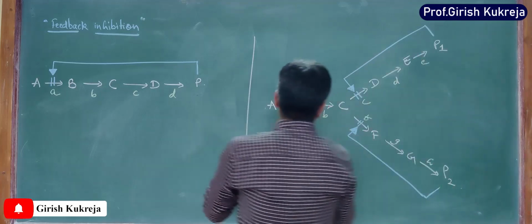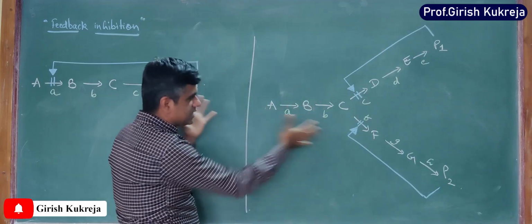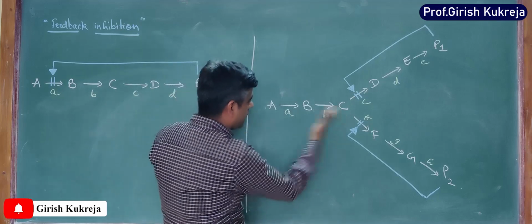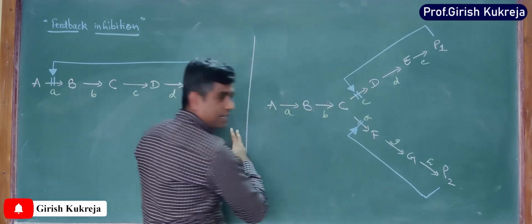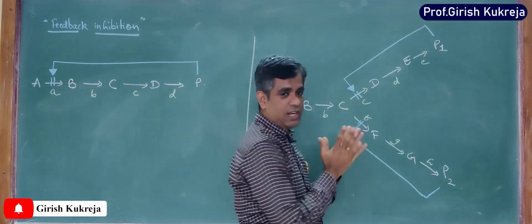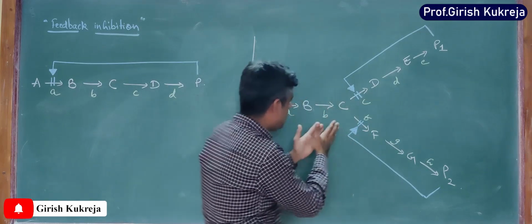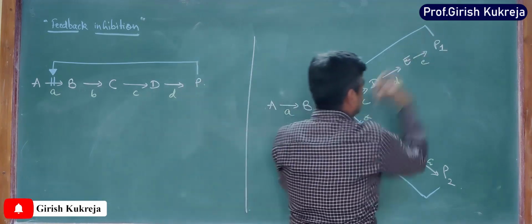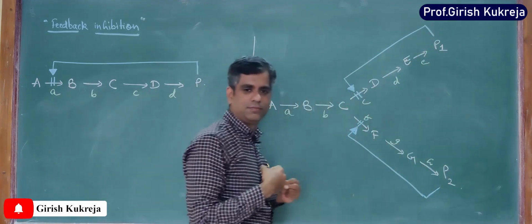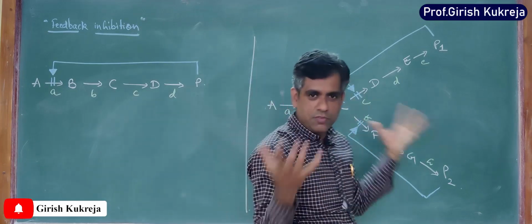Anyways, so talking about this particular reaction sequence now, what is happening here is that you have a pathway which is common, like A is getting converted to B, B is getting converted to C. Now C acts as a common intermediate for synthesis of two products like P1 and P2. So P1 and P2 are two different products.